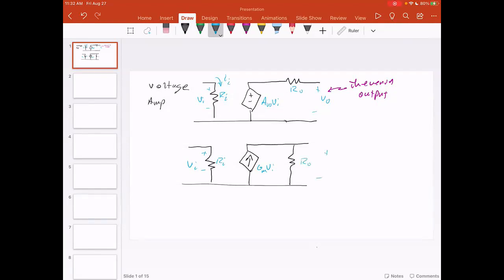We could still see an output voltage, of course, and we have an output current coming out here. We still have those, but this current source, G_M V_I, is doing the amplification now. And we would call this a transconductance amplifier. And of course, now we have a Thevenin or a Norton output.